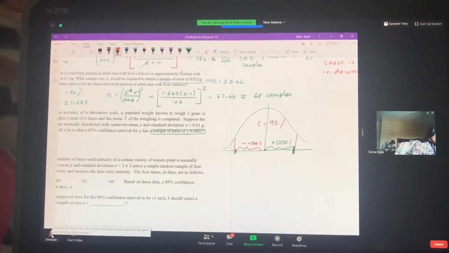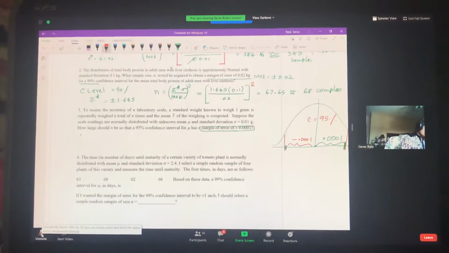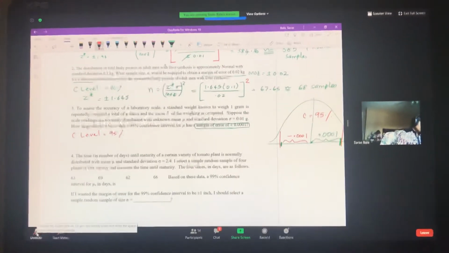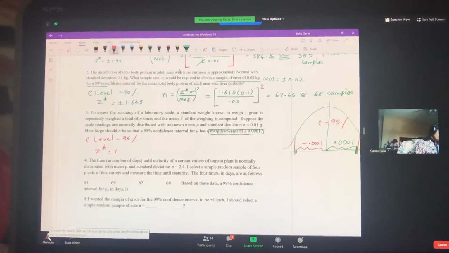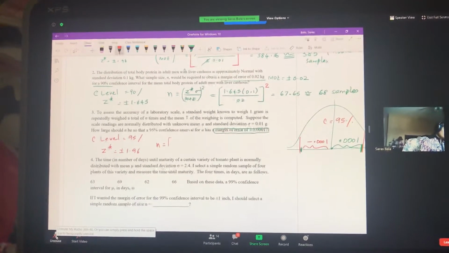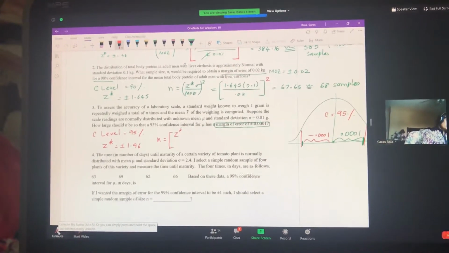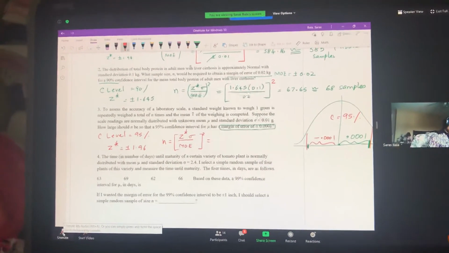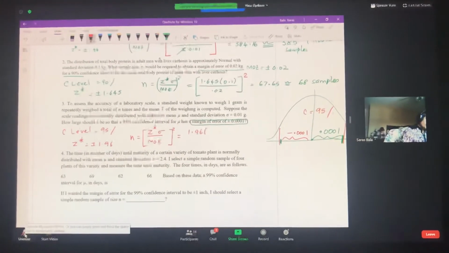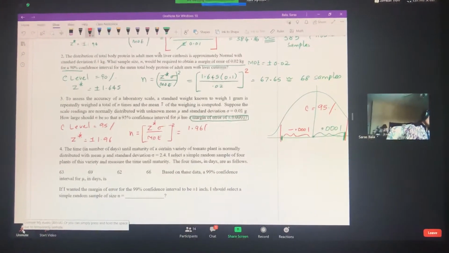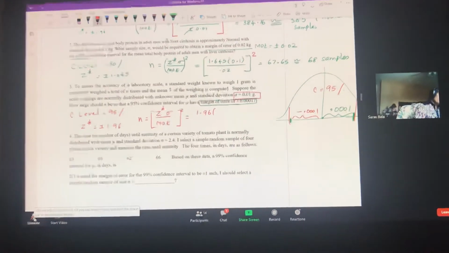So your C level is 95 percent, and your Z star value is going to be plus or minus 1.96. So n is equal to, your formula is Z star times sigma over MOE, the whole square. So the Z star value is 1.96. Check, plug it in. That's it. Okay. And what is your standard deviation? The standard deviation is again a tiny number, which is 0.01.